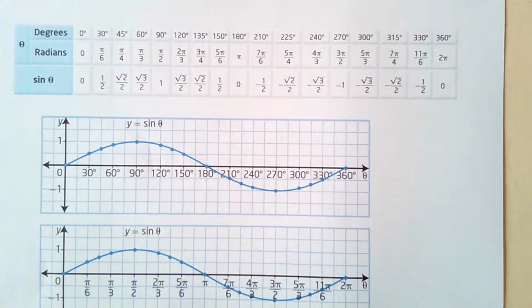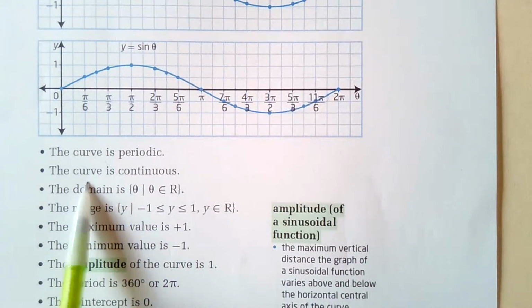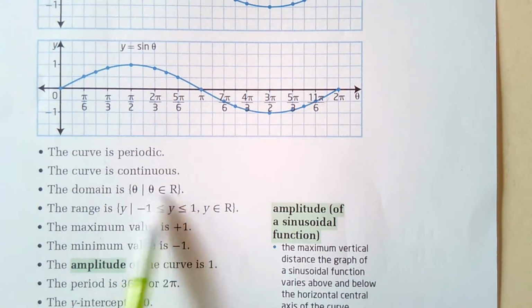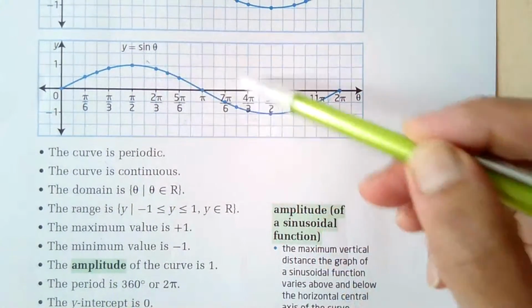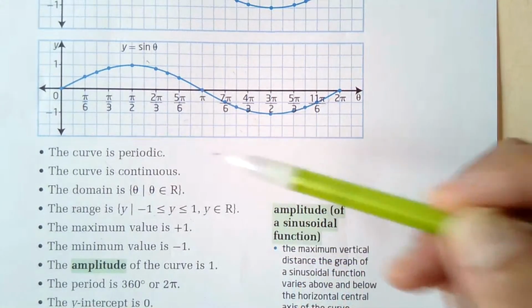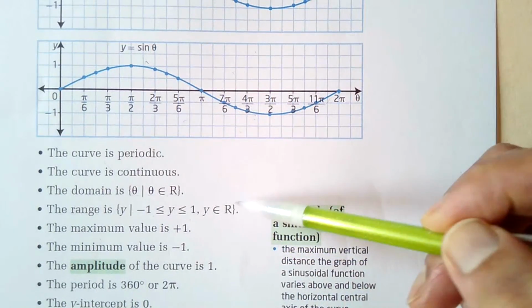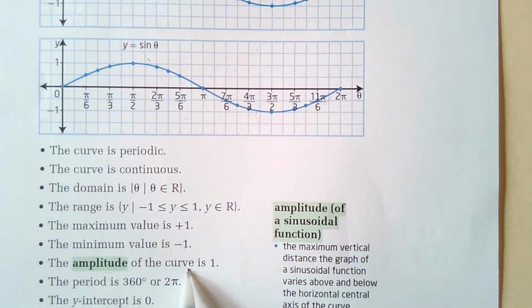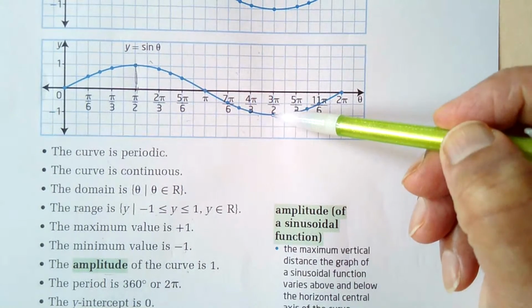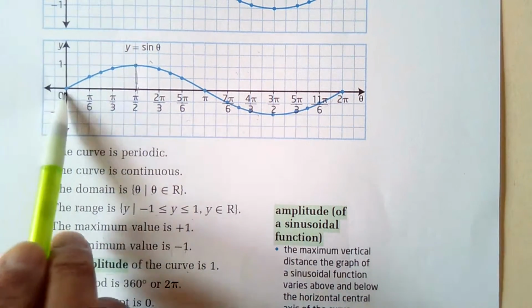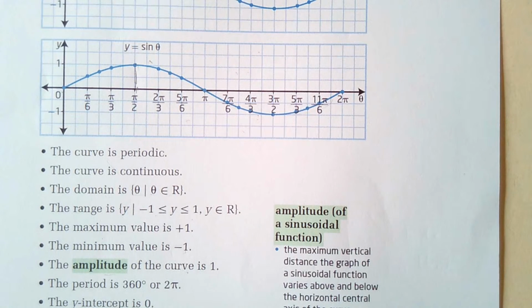If we look at degrees or in radians, the curve is periodic, is continuous, and the domain is all the real numbers. The range is your maximum to your minimum, or -1. Sorry, minimum to the maximum, -1 to +1. The amplitude of the curve is the distance from your midline to the maximum or midline to the minimum. And there is only one y-intercept. So that's essentially what we've completed so far in terms of sine and cosine graphs.